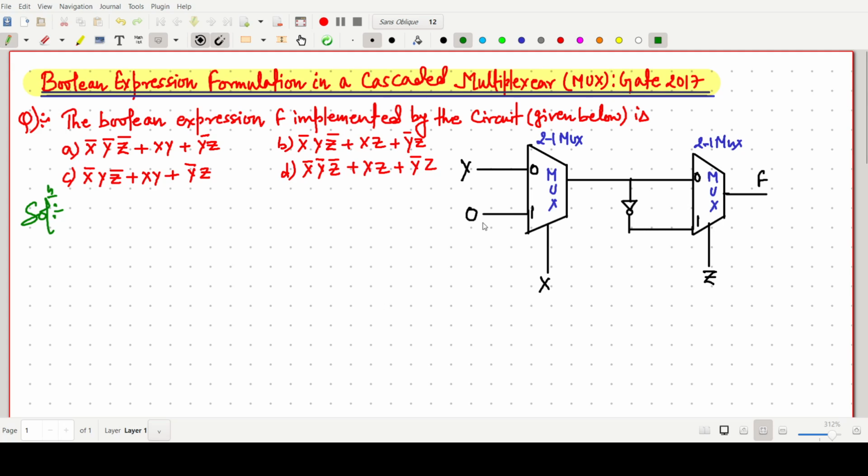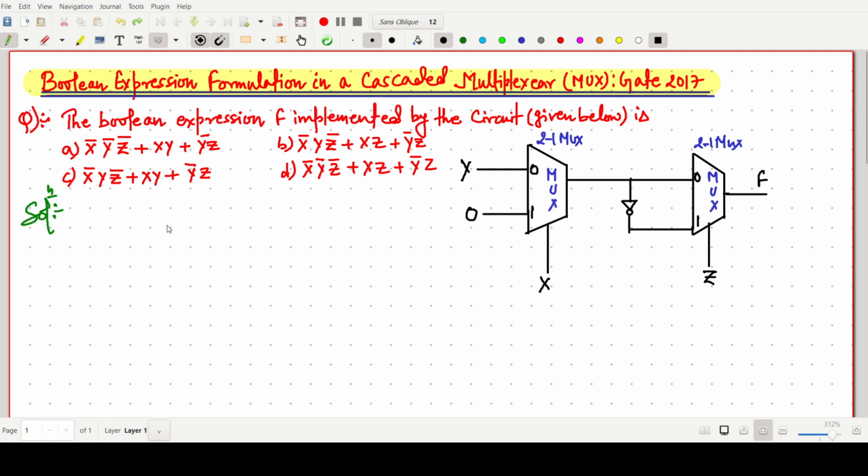The inputs of the first multiplexer are y and 0, and x is the select line. For the other multiplexer, z is the select line and these are the inputs. So we have to find the value of f, the Boolean expression f. Before that we have to know a very simple concept regarding the MUX.